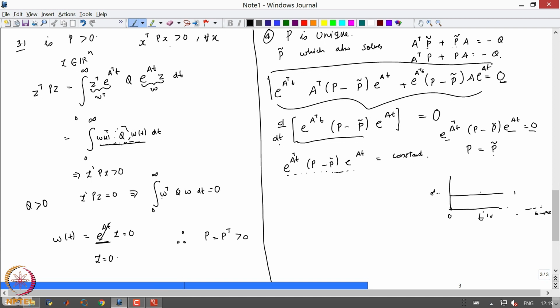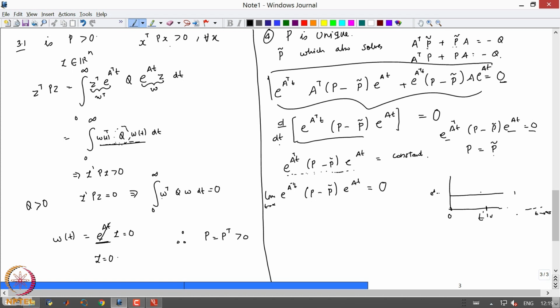So if this holds at infinity, what happens to this quantity at infinity, e power A transpose t, P minus P tilde, e power A t? What is the value of this as t goes to infinity? Because A is exponentially stable, which is what I have been exploiting all the while, this will be 0, because at infinity I know it is 0. So if it is a constant valued function, then the same value should also hold at t equal to 0, at t equal to 10, and so on.